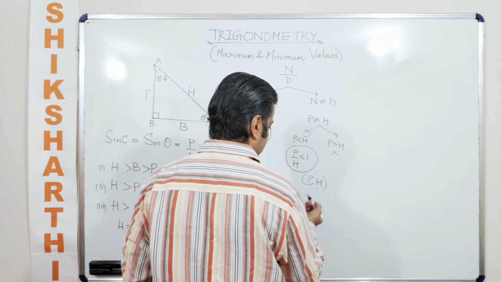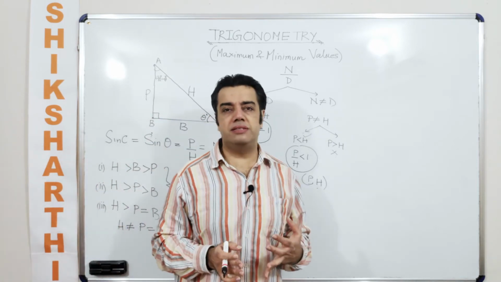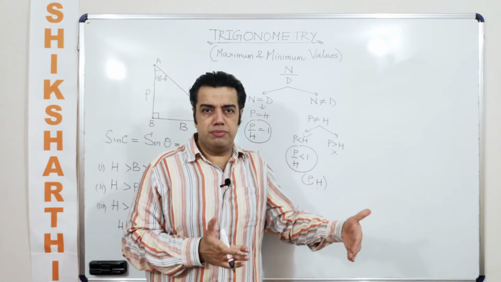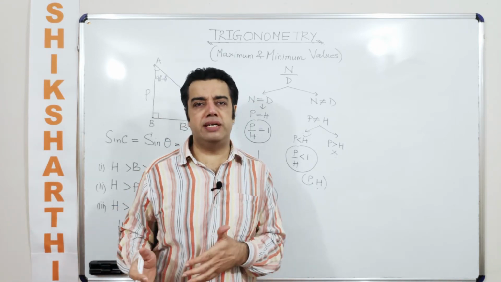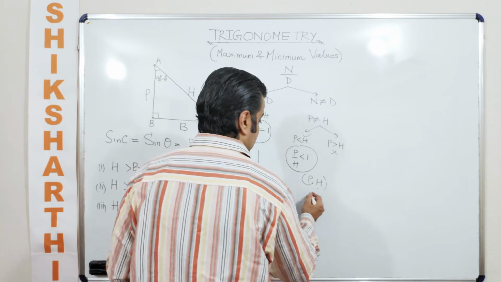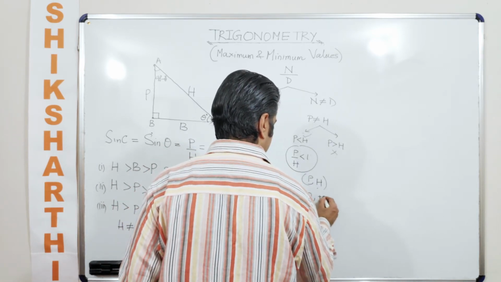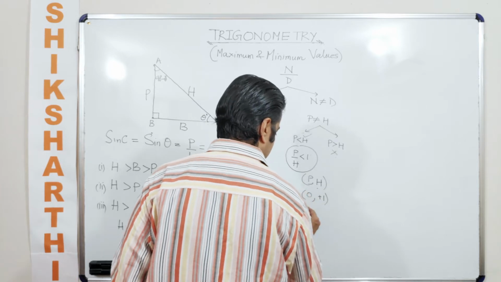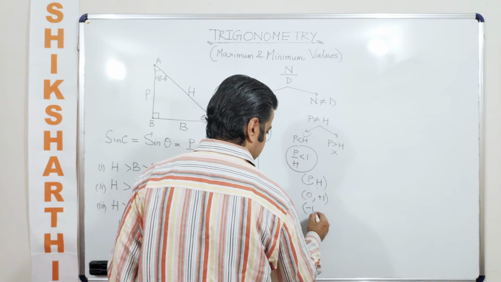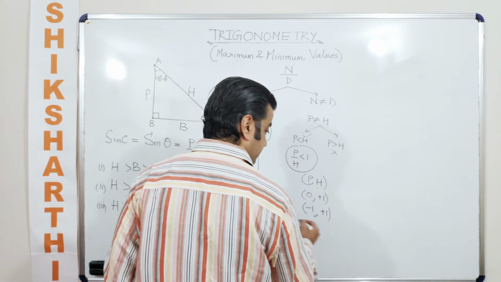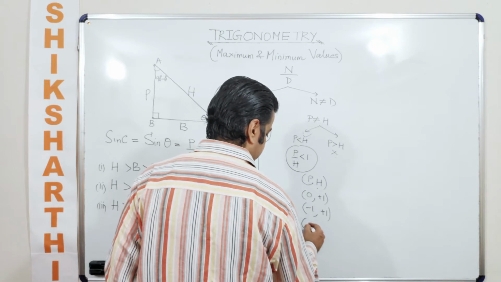Let's just make the cases. Broadly, the cases we can make are: both of them positive, both of them negative, one of them positive and the other negative, and so on. So can I take P as 0 and this as +1? Yes. Can I take, keeping in mind that P should be less than H, this as -1 and this as +1? Yes.